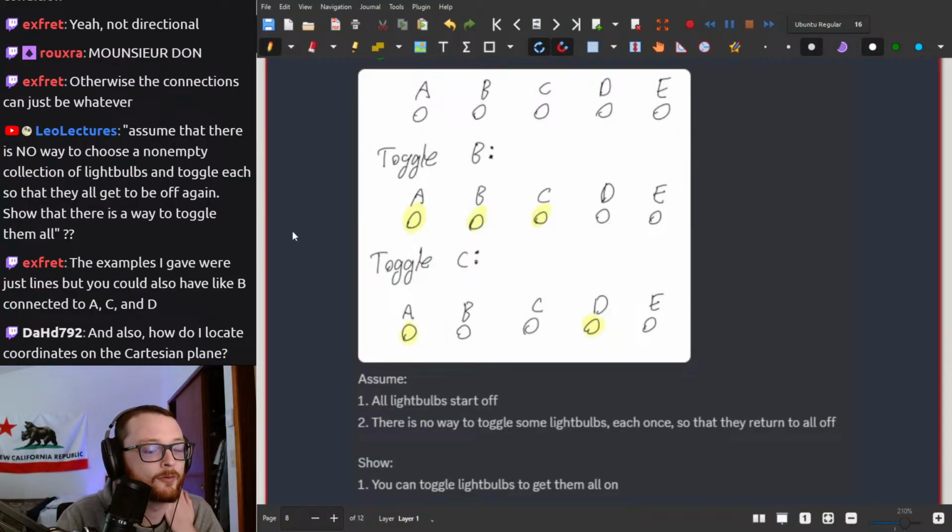B connected to A, C, and D. Oh! I thought it was only adjacent ones. That changes things a lot.